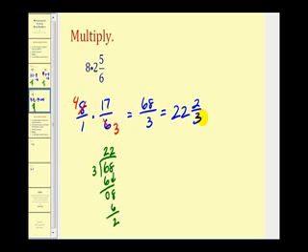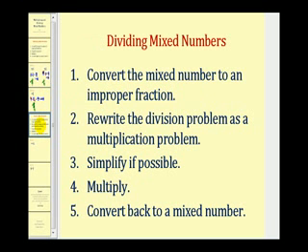Okay, let's go ahead and talk about division now. The process will be pretty much the same. We're going to convert our mixed numbers to improper fractions. Then we're going to rewrite the division problem as a multiplication problem, simplify, multiply, and then convert back to a mixed number. So it's pretty much the same, except we have to rewrite the division problem as a multiplication problem. Let's try a couple.